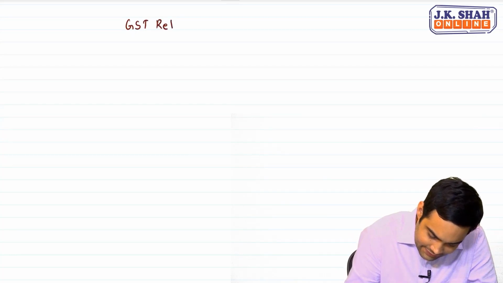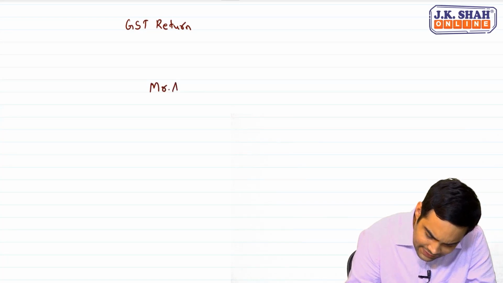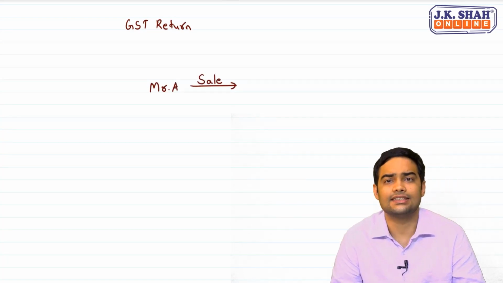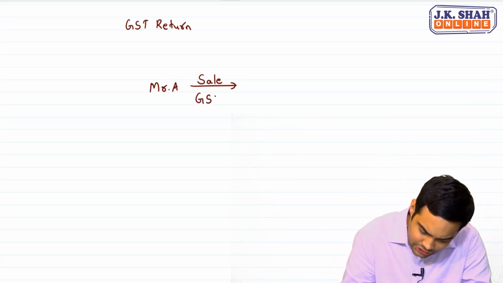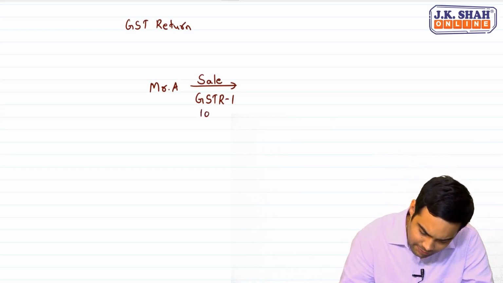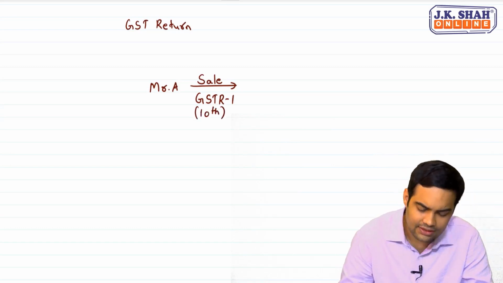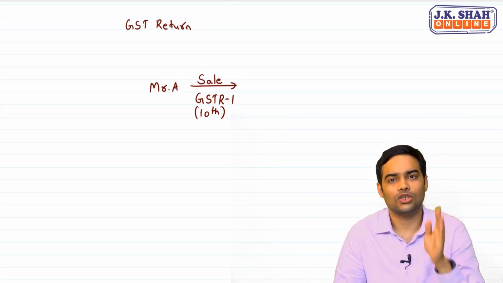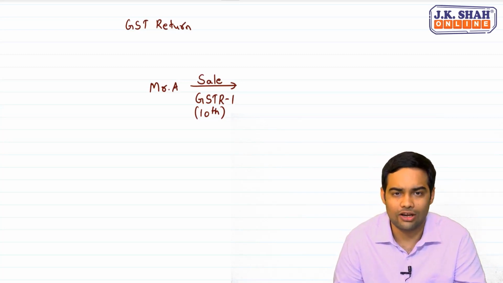Now, I have a friend, his name is Mr. A. Mr. A has made various sale transactions. All these sale transactions have to be reported in GSTR1 and GSTR1 is to be filed by 10th of the next month, and at present the due date has been extended to 11th.